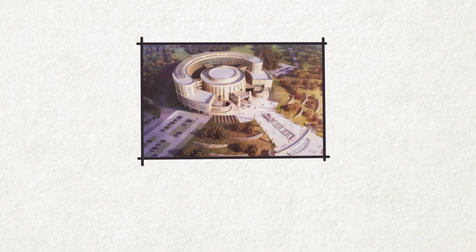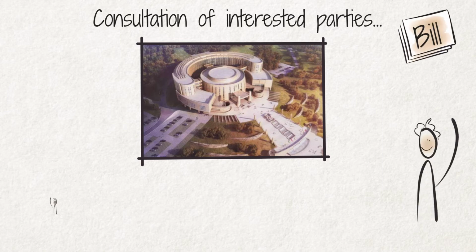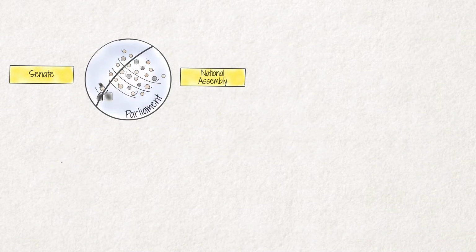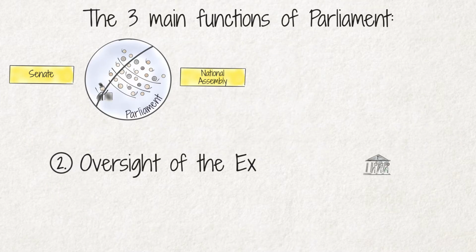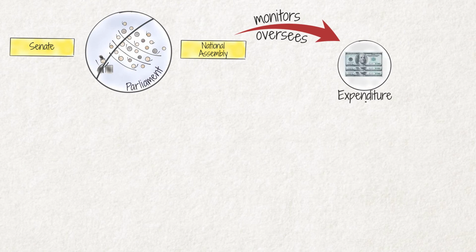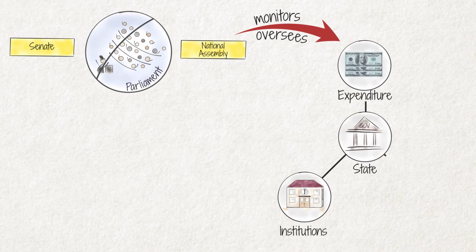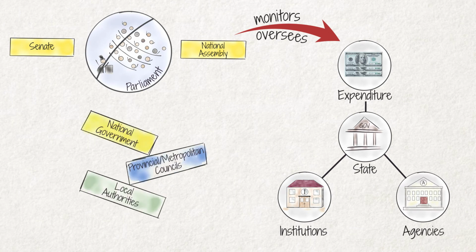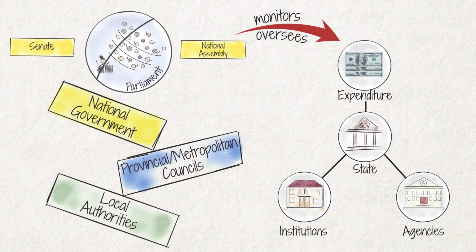Furthermore, the Constitution requires Parliament to ensure that interested parties are consulted about bills being considered by Parliament unless such consultation is inappropriate or impracticable. 2. Oversight of the executive. Parliament monitors and oversees expenditure by the state and all institutions and agencies of government at every level, including statutory bodies, provincial and metropolitan councils, and local authorities.